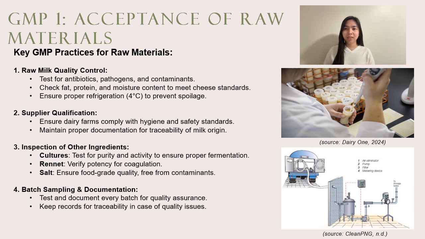Refrigeration, maintaining a temperature around 4 degrees Celsius, is critical to prevent spoilage and bacterial growth. Also, it requires supplier qualification to be conducted, ensuring that the farms providing the milk adhere to proper hygiene standards. In addition to the milk, other ingredients like cultures, rennet, and salt must be inspected to ensure they meet quality, potency, and food grade standards. All materials used in the production process must be properly tested and documented for traceability, in line with GMP requirements to maintain product safety and consistency.